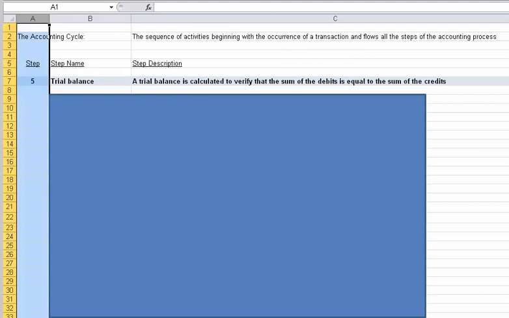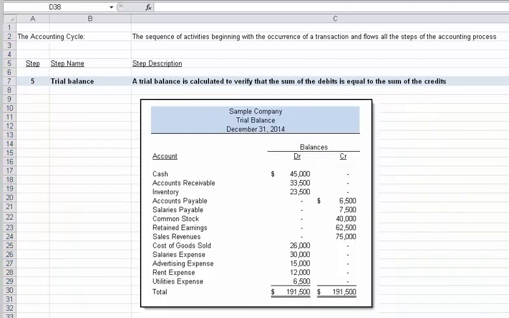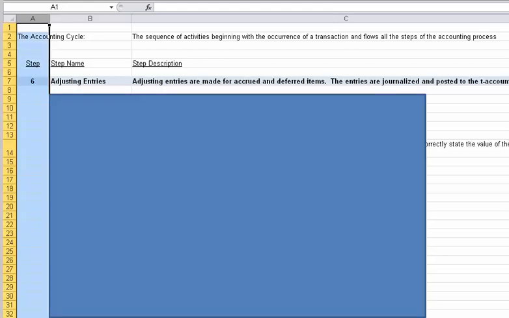Okay, next we prepare the trial balance. It's calculated to verify that the sum of the debits are equal to the sum of the credits. So here's an example of a trial balance for sample company. All it does is list the accounts and their balances, gives us a total. The debits should equal the credits. If they don't, an error has been made because we always have to stay in balance. And we show the balances for each account. And just as we would expect, the assets have debit balances, the liabilities, retained earnings and stockholders' equity or owner's equity section have credit balances, and the expenses have debit balances. Okay, that's the trial balance step. Next we look at the adjusting entries.